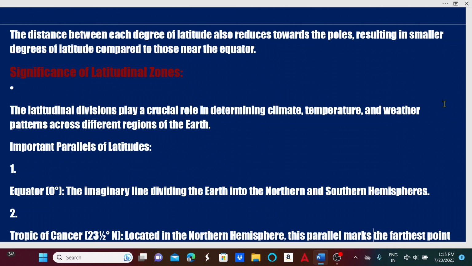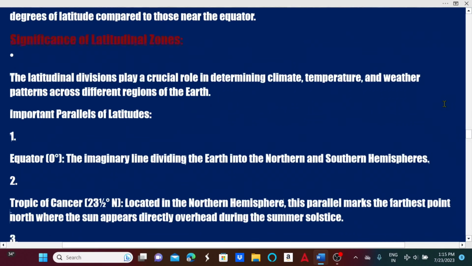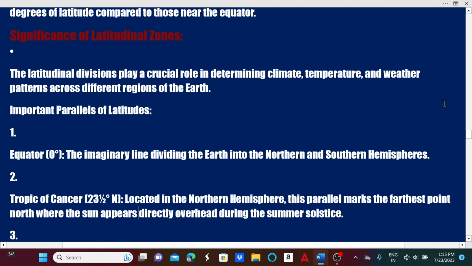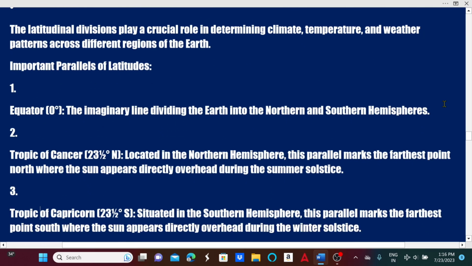This parallel marks the farthest point north where the sun appears directly overhead during the summer solstice. So we will discuss this later in the chapter. Now, the third parallel is the Tropic of Capricorn.